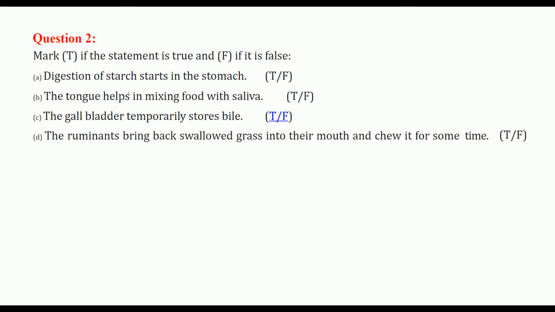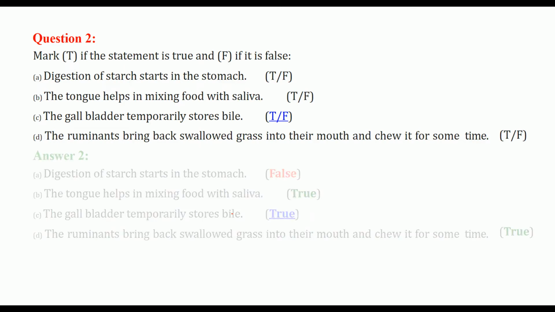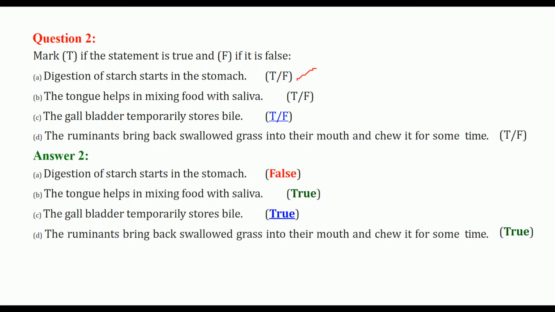True and false. Digestion of starch starts in the stomach. This is false. The tongue helps in mixing saliva with food. This is true, because saliva has digestive enzymes that help us digest the food properly. The gallbladder temporarily stores bile. This is true. Ruminants bring swallowed grass back into their mouth and chew it for some time. You might have seen goats, cows and buffalo. They first swallow the grass, and after some time they take it out and chew it. So this is true.